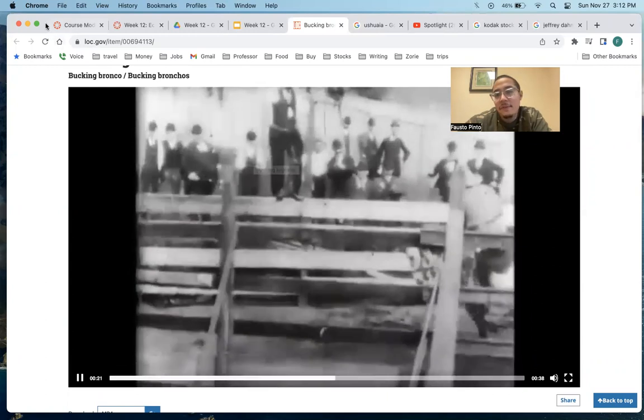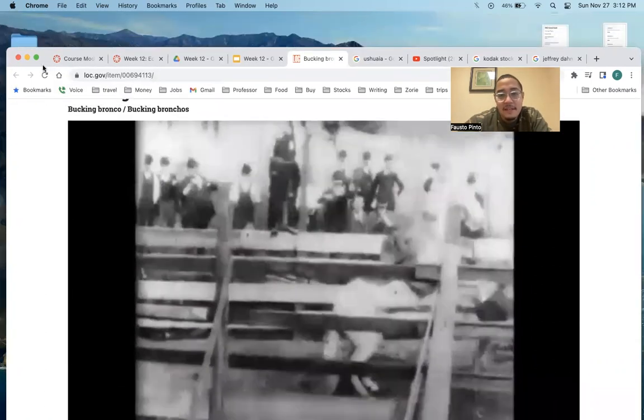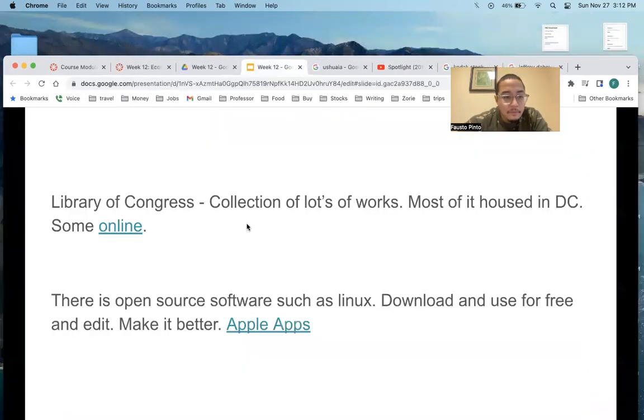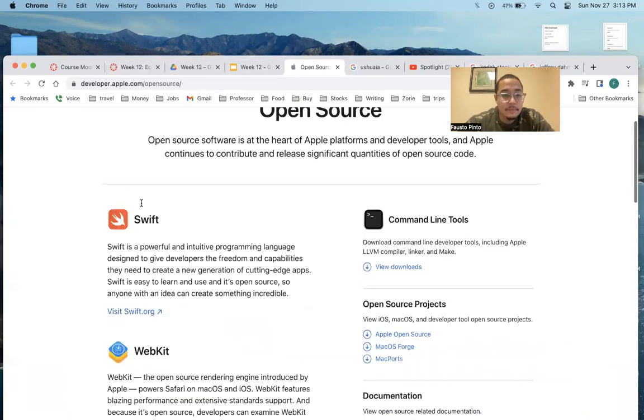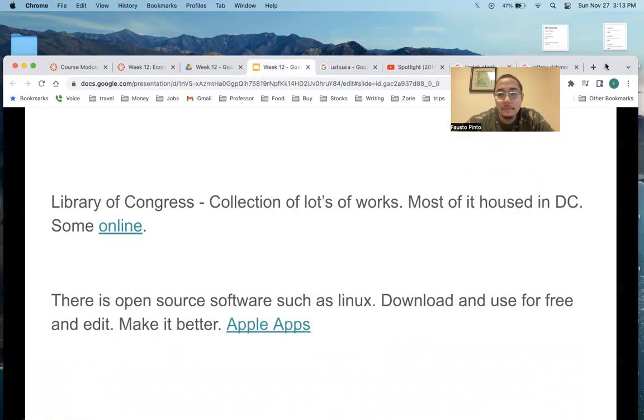There you go. You can find a lot of cool niche things in the Library of Congress. There's also open source software such as Linux you can download for free and use and edit, and you also make it better. You have apps, Apple apps, you can create programs and things like that if you're a developer.